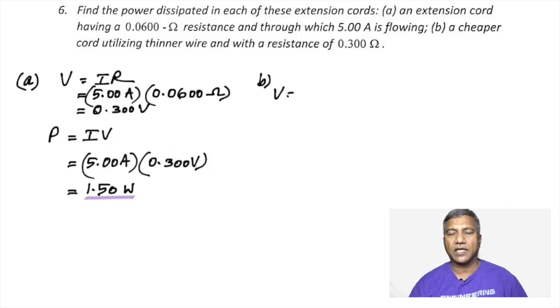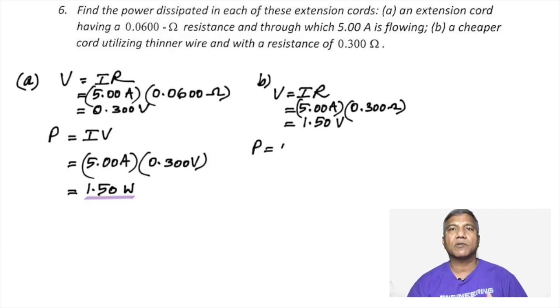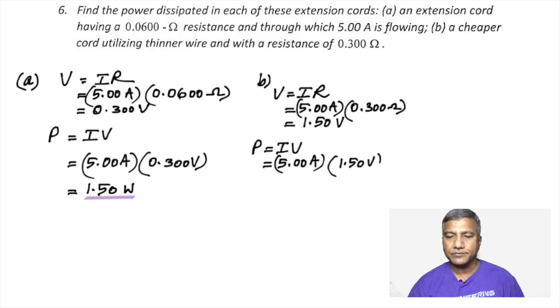Now in the second case, do the same thing. Now find the voltage, which would be much higher because it's 5 times 0.3. That gives 1.5 volt, and therefore the power dissipated will also be higher. 5 times 1.5 gives 7.5 watts.